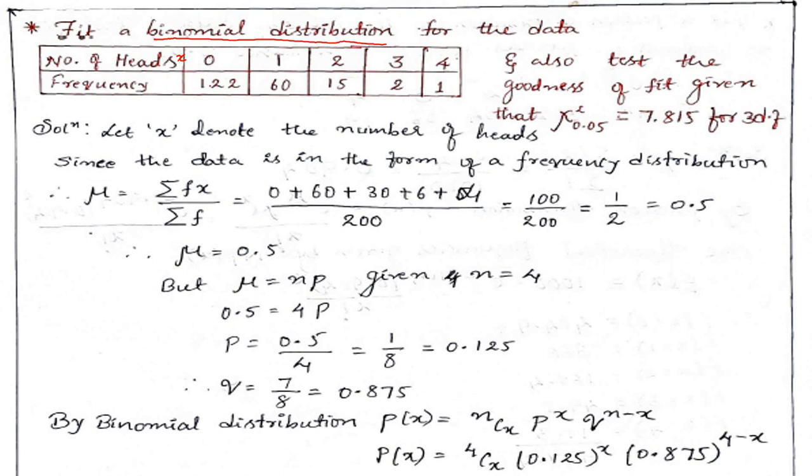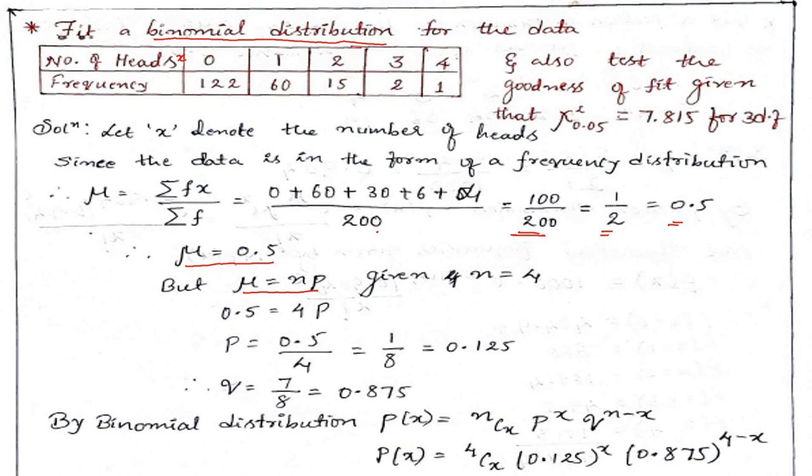the product of these two. 0 into 122 is 0, plus 1 into 60, plus 2 into 15, plus 3 into 2, plus 4 into 1. So we got the values here, all divided by the sum of f, the sum of frequency, that is 200. So overall you are going to get 100 by 200, which is equal to 1 by 2. That value will be 0.5. Therefore mu equal to 0.5, and mu is defined as np.